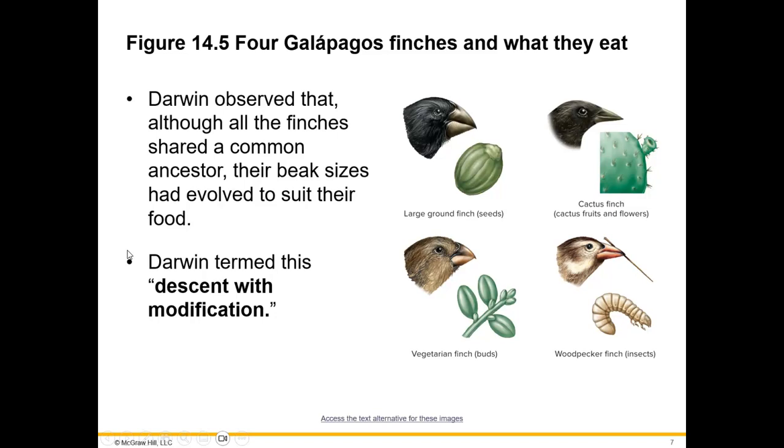One of the main things that he studied were the finches, which is this kind of bird that he found on the Galapagos Islands. He observed that although they were all very similar in shape and size and reproductive methods, they had very different beak sizes that had seemed to evolve to suit their food sources. He termed this descent with modification, the idea that they all descended from a common ancestor and were modified slightly to suit their different environments and their different food sources.